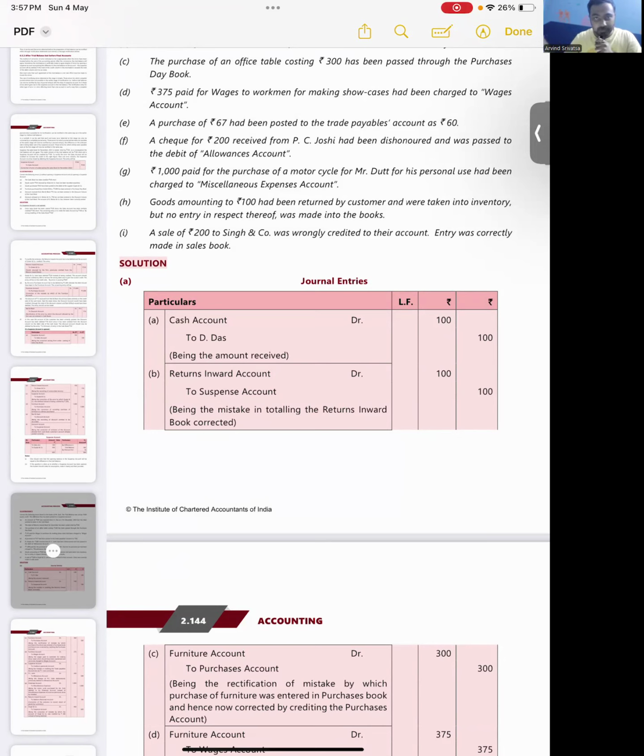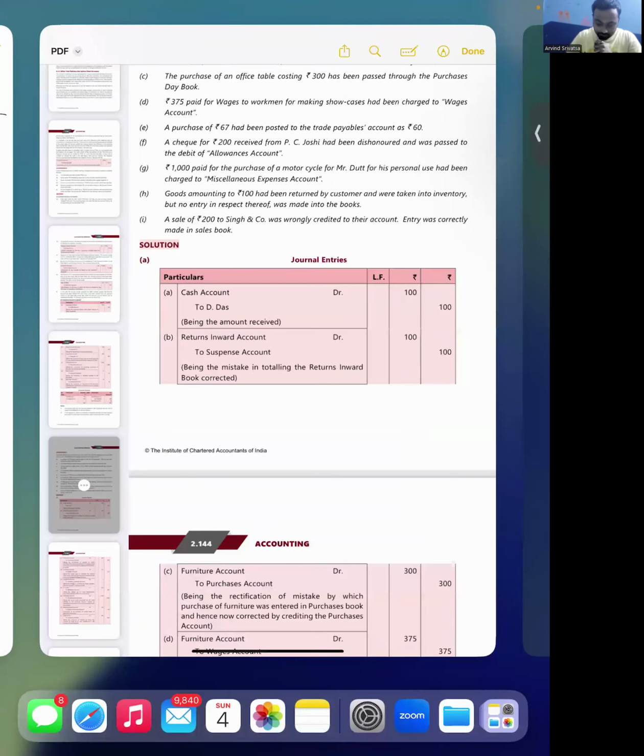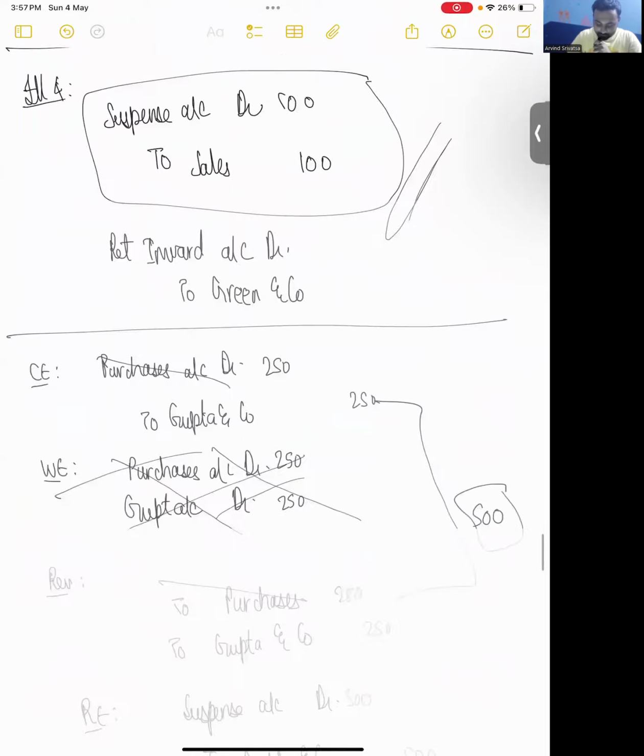So his purchase for personal use should not affect the business because the proprietor and the business are separate for accounting purposes. Legally they are the same, but for accounting purposes they are different. So his purchase of the motorcycle will not affect the books of accounts. Only his withdrawal of funds from the business to purchase the motorcycle will affect the books of accounts. So 1,000. He would have withdrawn the funds by passing the entry drawings account debit 1,000 to bank.